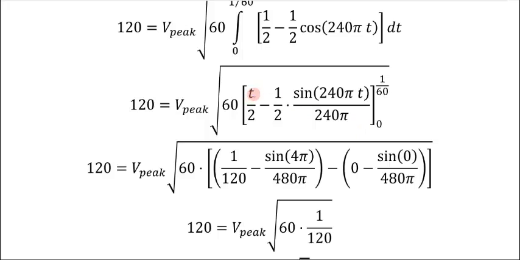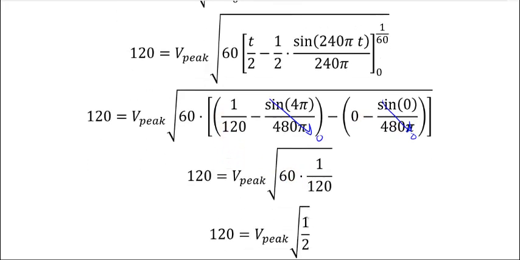Then when I replace t with 0, I get 0 over 2 minus 1/2 sine of 0 over 240 pi. Sine of 0 is 0. So this is 0, this is 0, of course we have 0 here. This just becomes 60 times 1 over 120, which is 1/2.